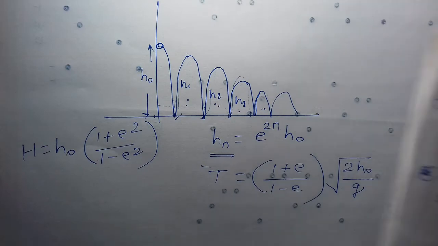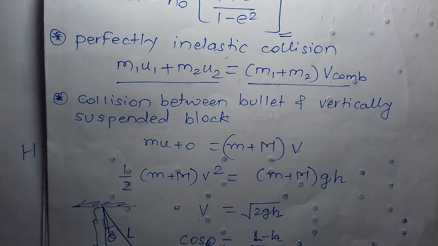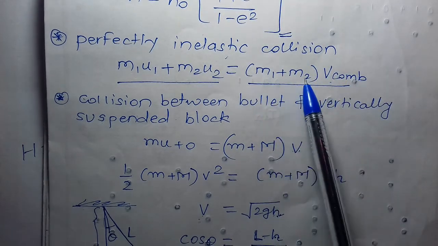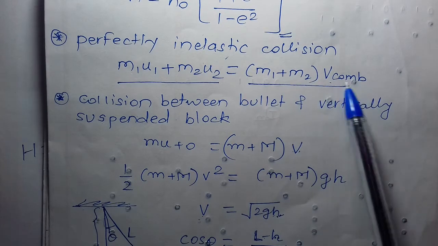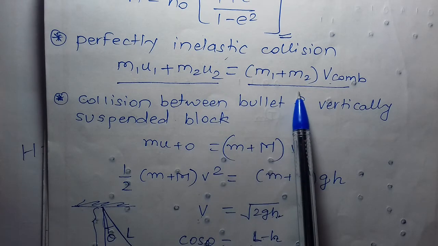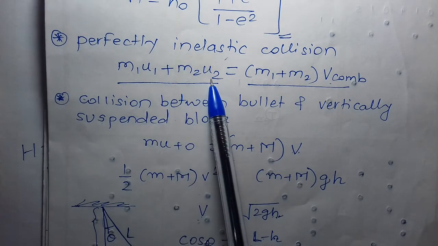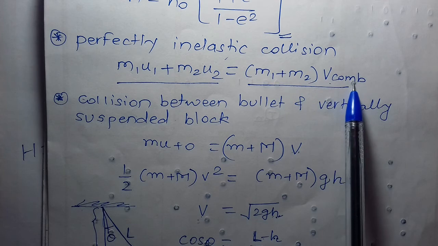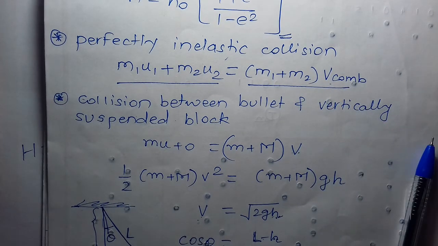Then after that, the last part, perfectly inelastic collision. In a perfectly inelastic collision, what happens? The final velocity of both the masses is the same. So we apply momentum conservation: initial momentum is equal to final momentum. So there is only one equation which we have to apply. M1 U1 is provided, M2 U2 is provided, and we only have to find V. One unknown and one equation. Kinetic energy is not conserved.